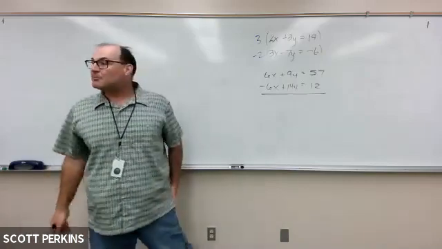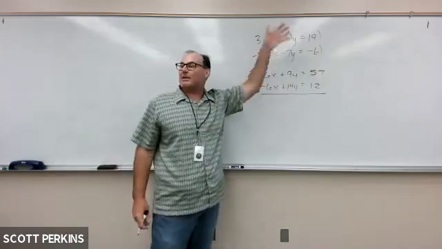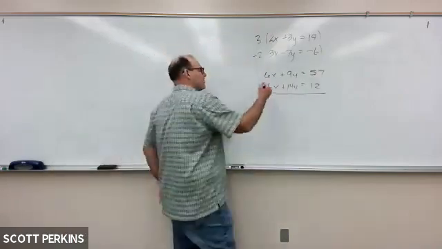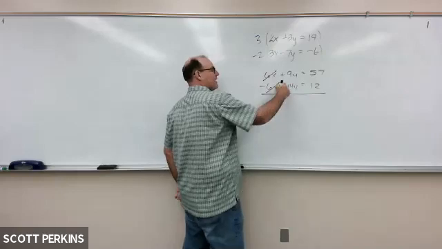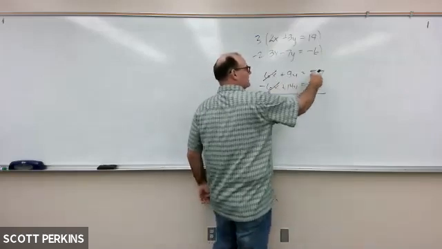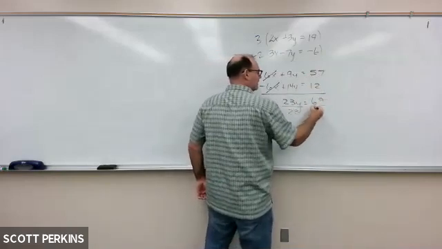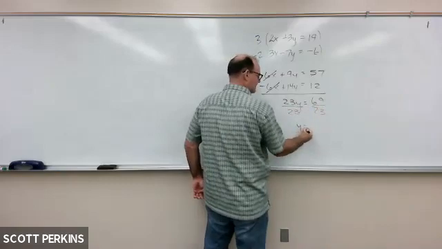So we accomplished my goal. I asked us to eliminate the x's. You could have eliminated the y's if that's what you wanted to do, but I chose x's, so we'll all do the same thing. 9 and 14, that's 23 y's. 57 and 12, that's 69. And now when I divide by 23, I get y is equal to 3.